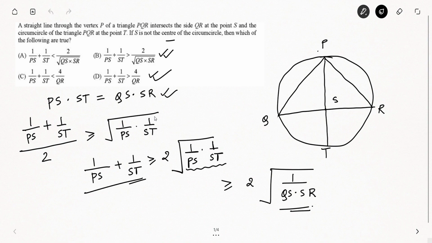See here, equality holds only when these two terms are equal, PS and ST. So I'm not talking about the equality here, I'm just talking about the inequality part. Here also the inequality part. So from here I can say that the options B and D are correct.